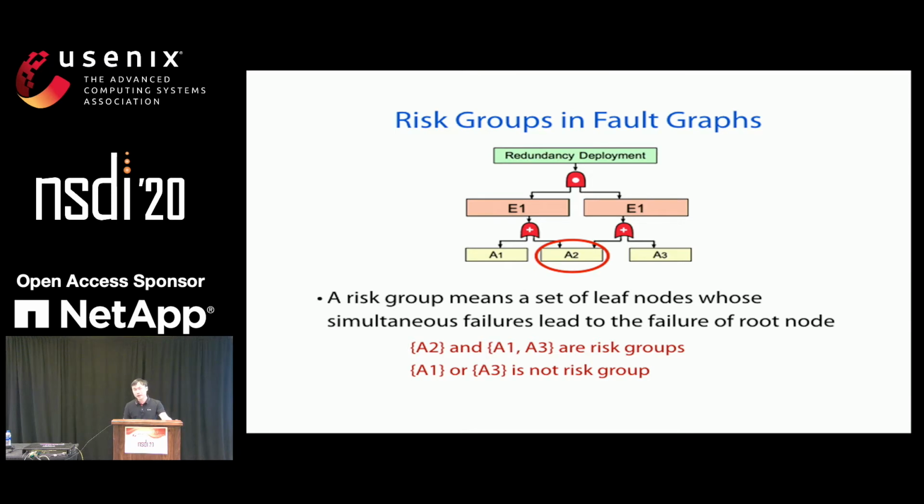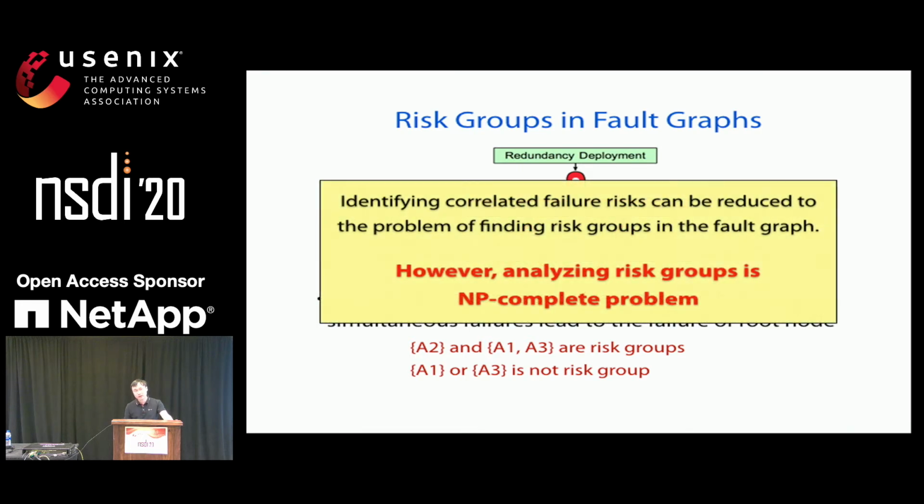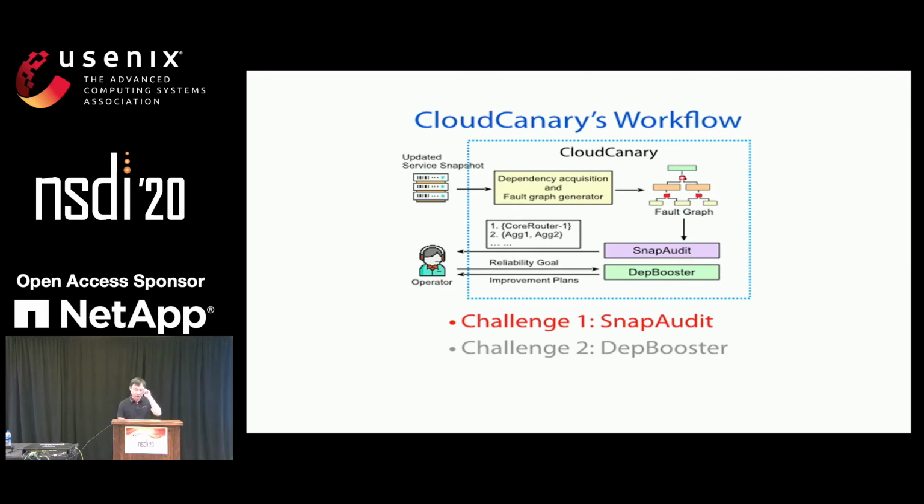Risk groups are very important because identifying correlated failure risks can be reduced to the problem of finding risk groups in a fault graph. However, analyzing risk groups is an NP-complete problem. That is the reason why the existing auditing systems are super slow. So now let me show you how we designed the first primitive, named SnapAudit.